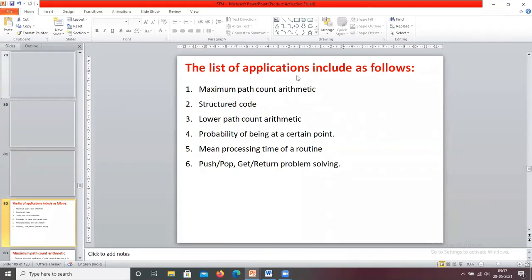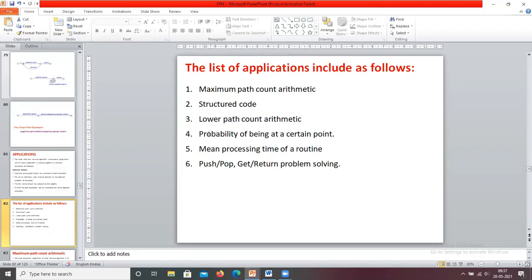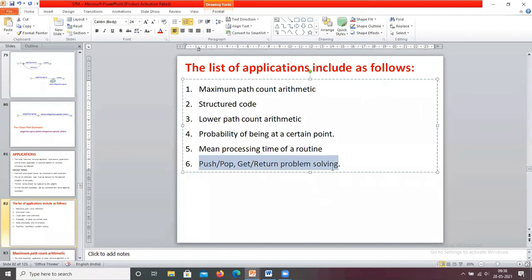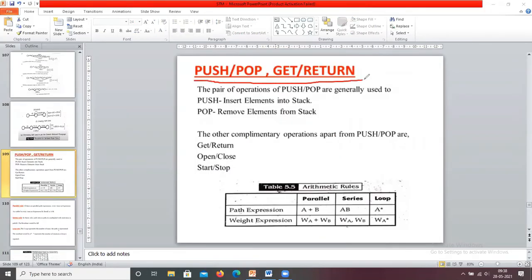In this, the first one is maximum path count arithmetic, structured code, lower path counter arithmetic, probability of being at a certain point, and mean processing time of a routine. Okay, so we have already discussed these 5 applications, and in today's class we are going to discuss the last application, the push pop get return problem. So push pop get return.